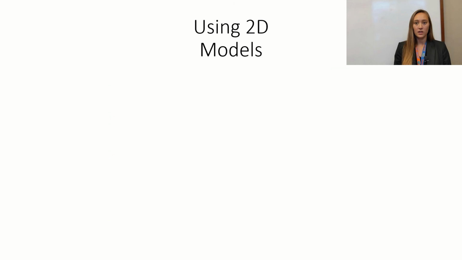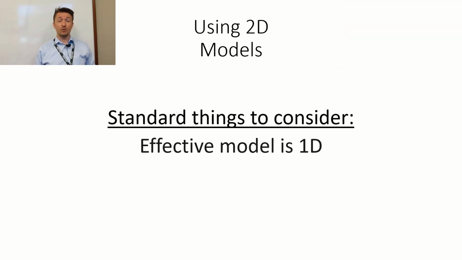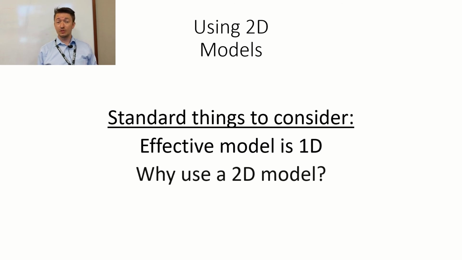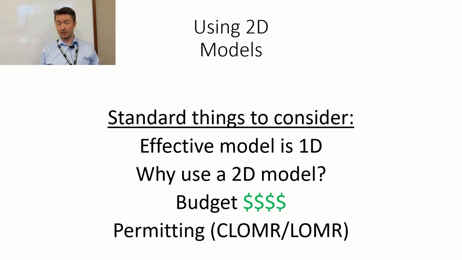These examples aside, there's the standard things to consider, like what is the effective model? How is the 2D model being used? Is there enough budget to do both? Or is the model for permitting a no-rise, a CLOMR, or a LOMR? Hopefully this has helped answer one of the primary questions: which type of model would be more efficient to develop?